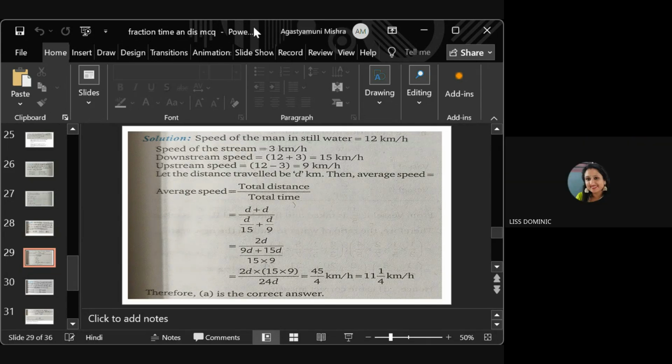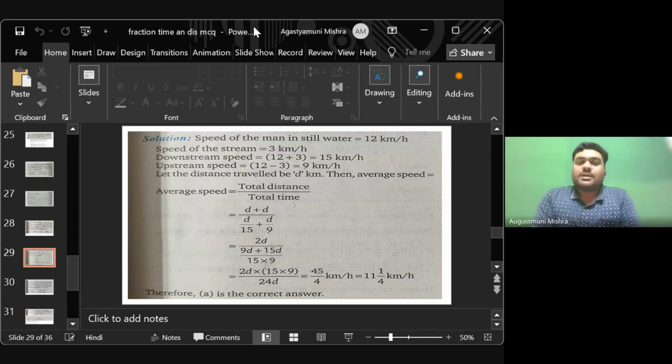Sir, again, I have a doubt. In the previous question, you told that average speed equal to 2xy by x plus y is also a formula for this type of questions. Can we put the same formula for this one also? Ma'am, if you are having the particular things which are needed for that formula, then you can put. But I think in this question, you're not having the particular things.